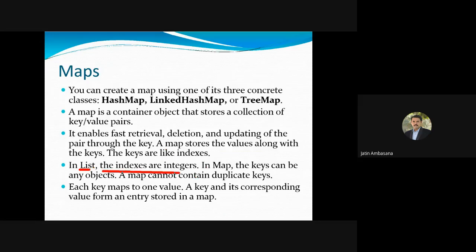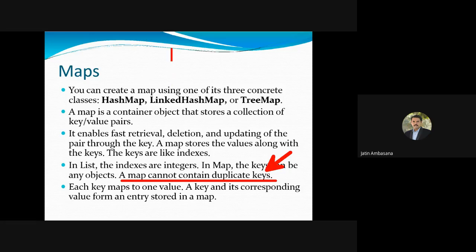In list, the indexes are integers, whereas in maps, the keys can be any object. It can be a string object. It can be an integer object. It can be any of your own user-defined objects. And map also cannot contain duplicate values. Remember this thing, but in terms of keys only. Values can be duplicated, but the keys cannot be duplicated.